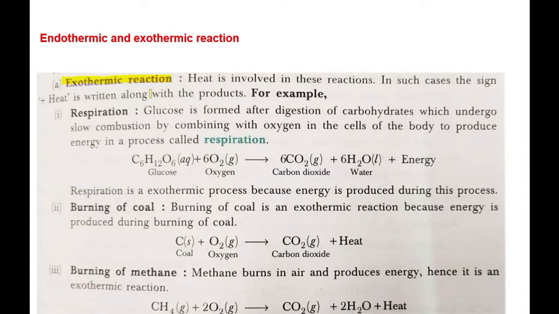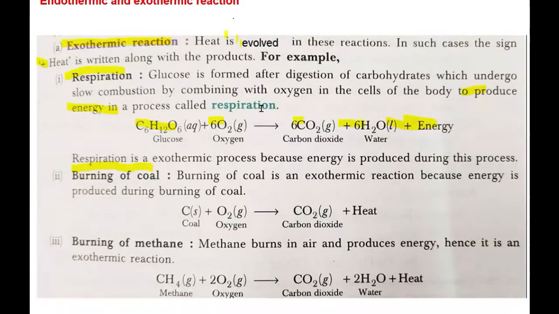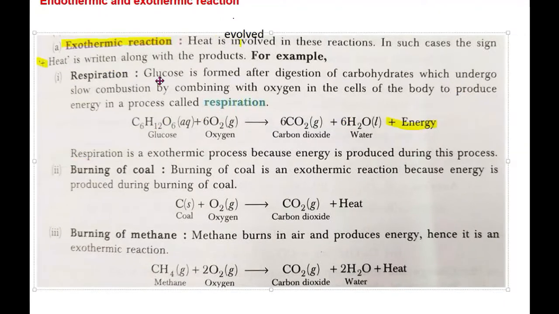In such cases, the plus sign, okay, the plus heat sign is written along with the products. For example, as you can see here, if energy or heat is written with a plus sign, then it is called an exothermic reaction. So exothermic reactions are those in which heat is evolved. Evolved means coming out. These reactions are written with a plus sign along with the product.